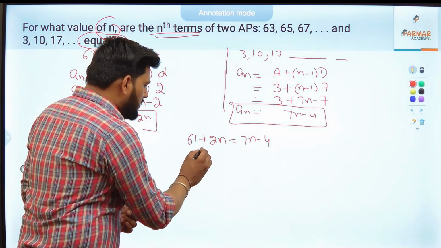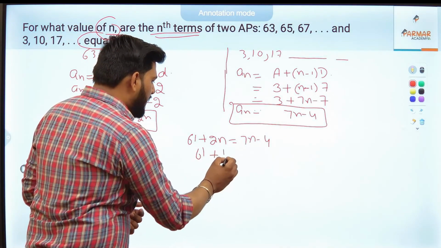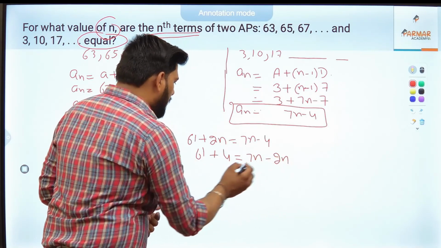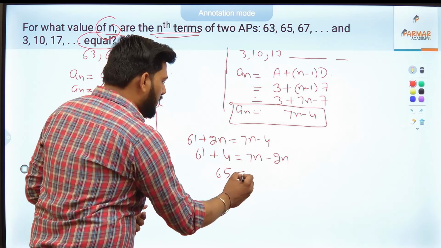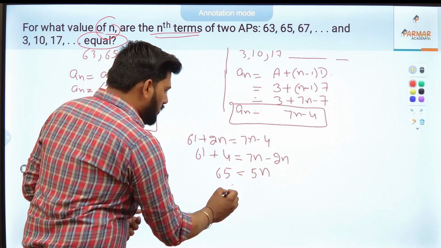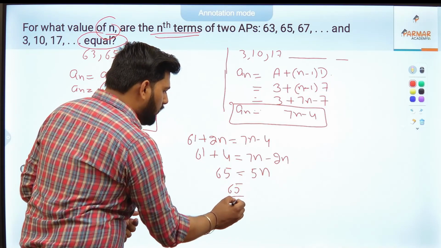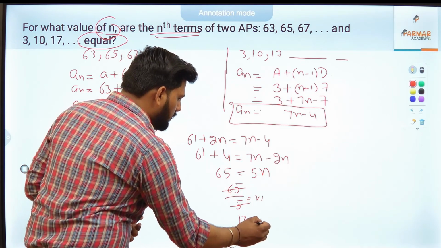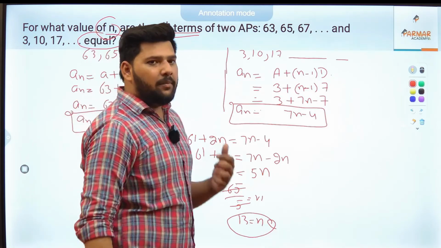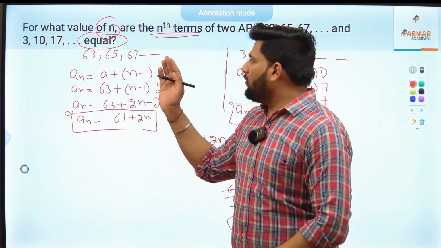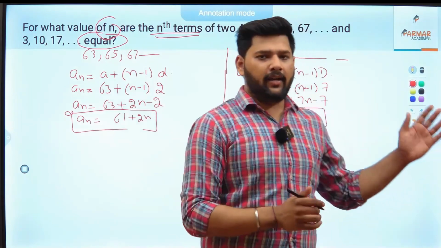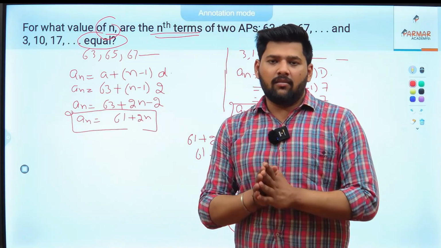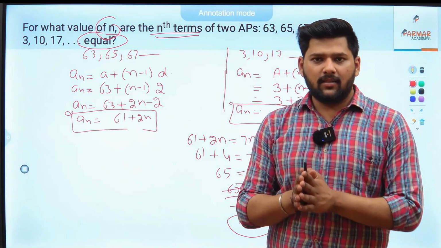So 61 and 4 get added on this side, 7n and 2n get subtracted on that side, so 65 is equal to 5n. So 65 upon 5 is equal to n, that is equal to 13. So that means the 13th term of the first AP and the 13th term of the second AP are the same. Means at the 13th position, the values of both APs are the same.